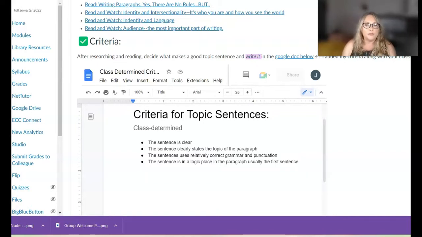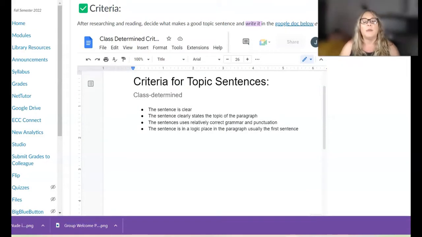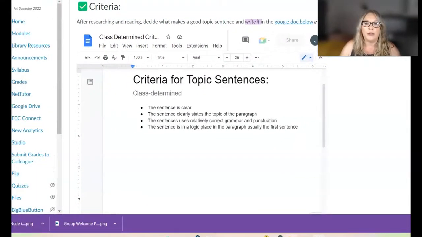So some of the criteria for a good topic sentence after we read paragraphs, yes, there are no rules, but you read through those and then come up with some of the criteria. The sentence is clear. The sentence clearly states the topic of the paragraph. The sentence uses relatively correct grammar and punctuation. The sentence is in a logical place in the paragraph, usually the first sentence. So those are some of the criteria that I would assume for a topic sentence, okay? So let's go ahead.